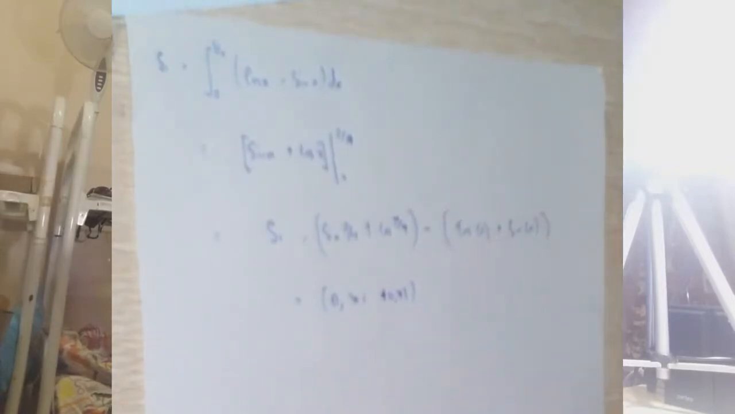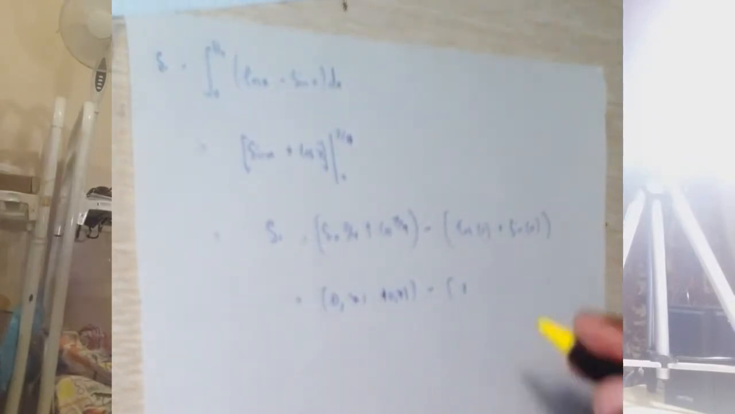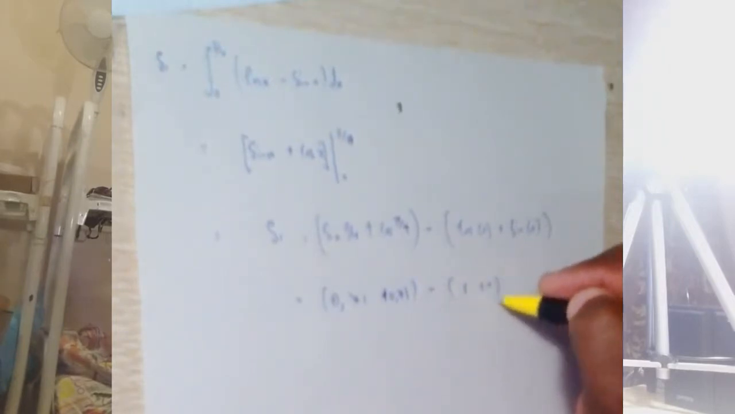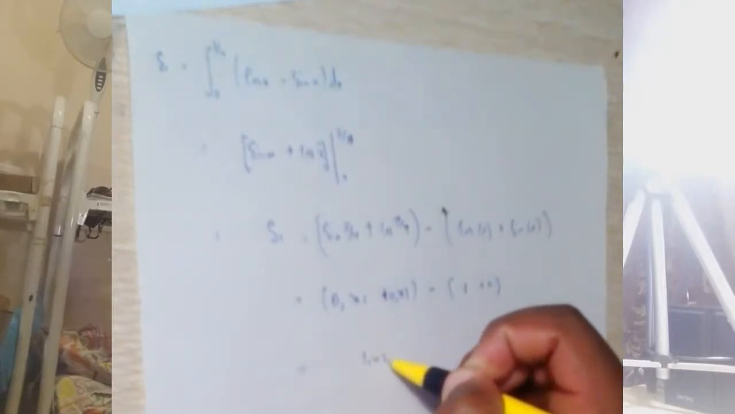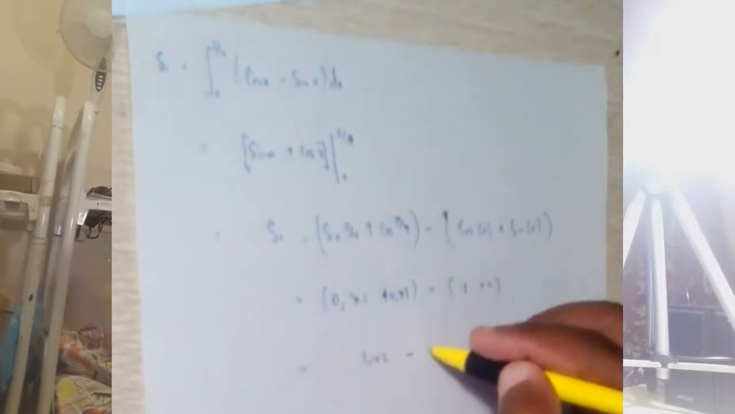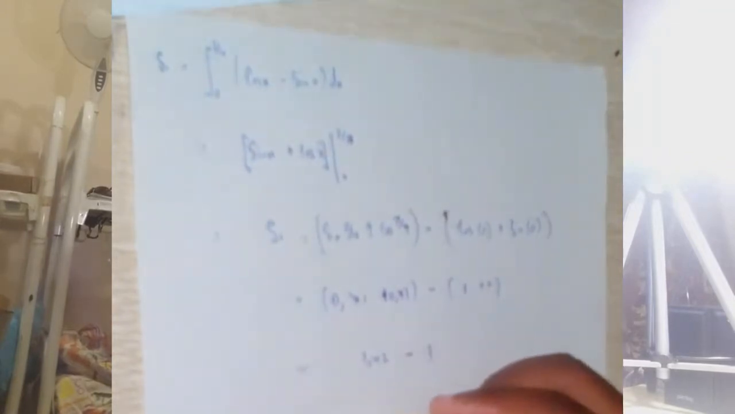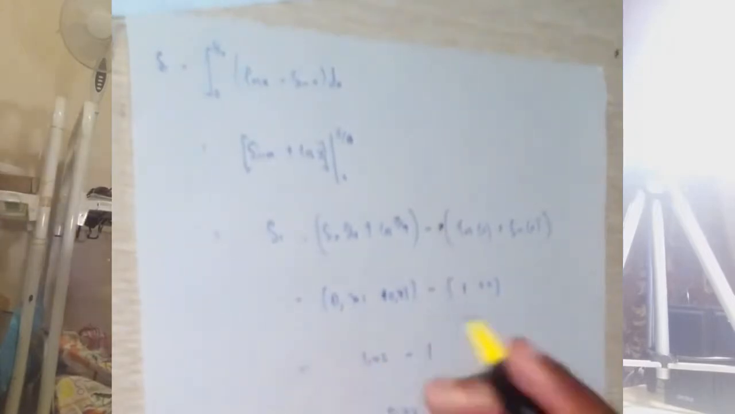Okay, and I will have to calculate cos 0. That gives me 1, and sine 0 gives me 0. So I'll have something like 1.42 minus 1, and this gives me 0.42, and this is my S1.